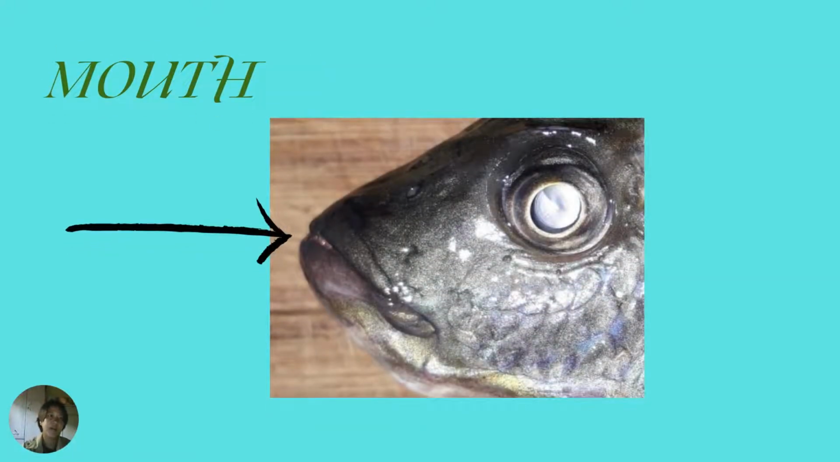Next, we have a mouth. Fish mouths fall into one of three general types: superior, sometimes called supraterminal mouths, are upturned; terminal mouths point straight forward; and the most common mouth type, inferior or subterminal mouths, are turned downward.